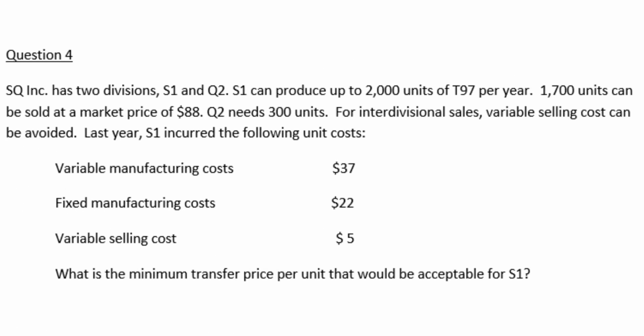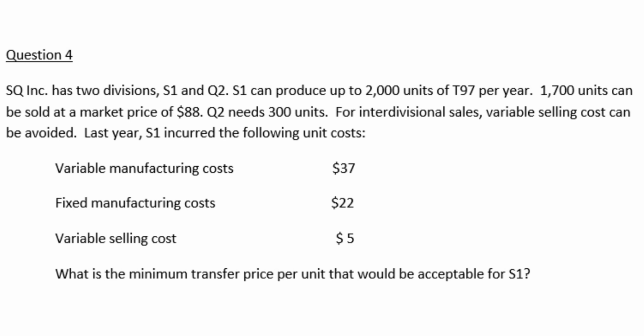Question 4. SQ Inc. has two divisions, S1 and Q2. S1 can produce up to 2,000 units of T97 per year. 1,700 units can be sold at a market price of $88, and Q2 needs 300 units. For interdivisional sales, variable selling costs can be avoided. Last year, S1 incurred the following unit costs. Variable manufacturing costs were $37, fixed costs were $22, variable selling costs were $5. What is the minimum transfer price that would be acceptable for S1?